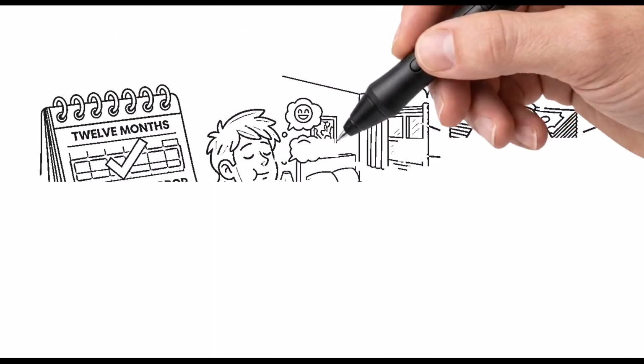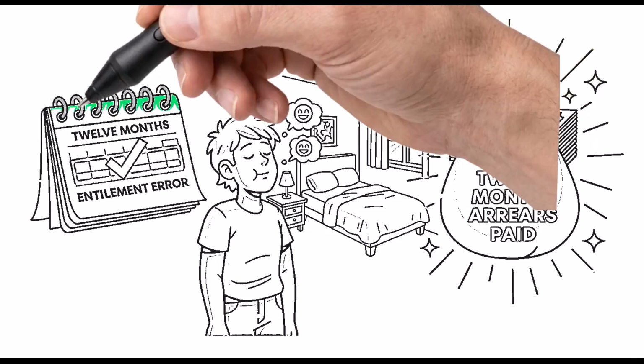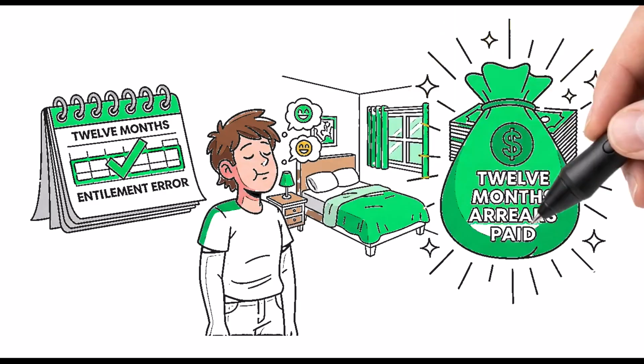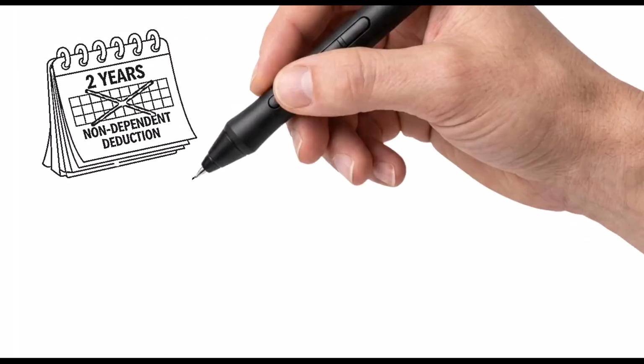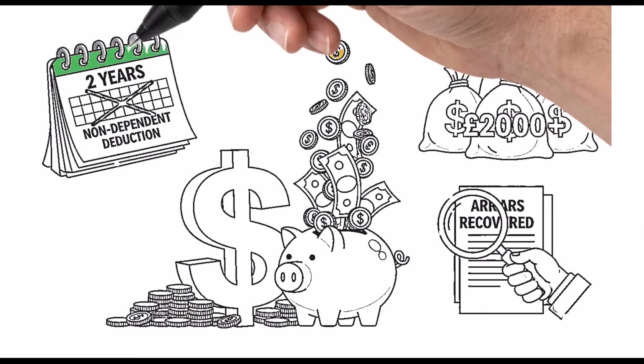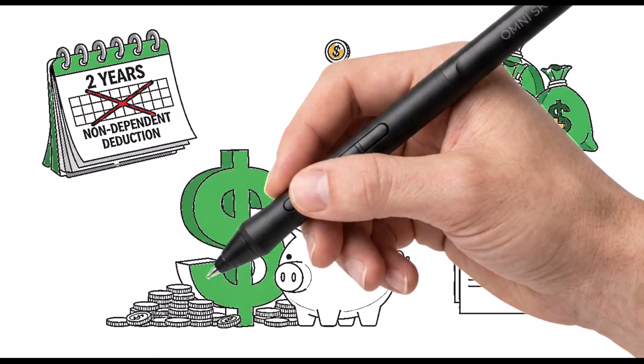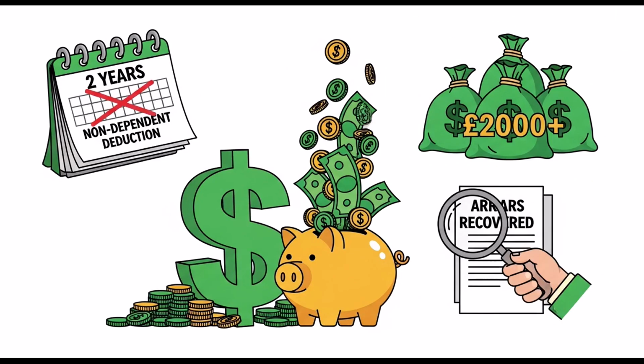Your housing support is calculated by rules, and those rules can work in your favor if you know them, so please check your claim and correct any errors right now. UK Housing Alert is here every single week, making sure every renter in England knows exactly what they are entitled to claim and how to make sure they get it.